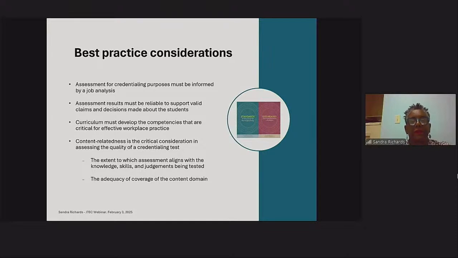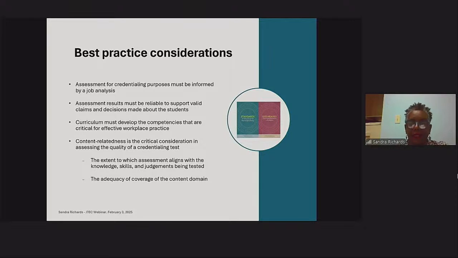In quality assurance of assessment for credentialing purposes, the most important evidence to be investigated is the evidence of content relatedness, and that is the extent to which the test aligns with the constructs or the competence that the test is intended to measure. And I use test and assessment interchangeably here. The adequacy of the coverage of the learning outcomes specified by the curriculum and the appropriateness of the content that addresses the learning outcomes. Therefore, the curriculum must play an important role in any discussion about assessment, as the curriculum's quality determines the assessment quality.